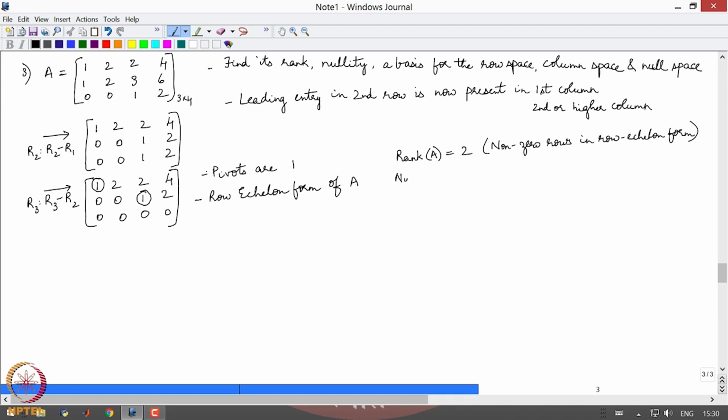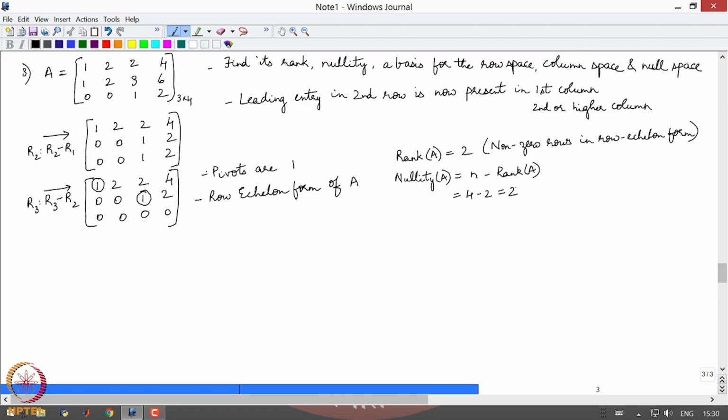And then how about the nullity of A? For nullity of A, I can use the rank nullity theorem, which I can write like this. Nullity of A is n minus the rank of A, where n is the number of columns of A. So, I can say it is 4 minus 2 and it is equal to 2. So, now I have found the rank and nullity.